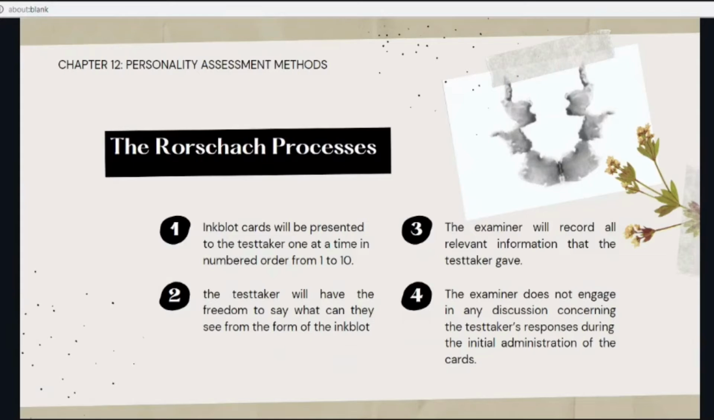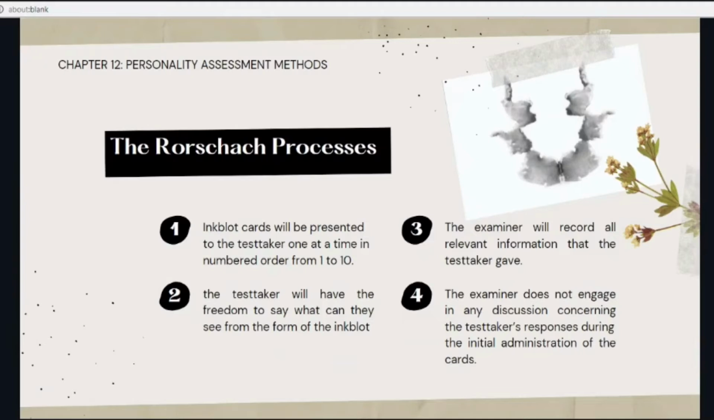So, what position was the ink blot? Giunsa siya pag-ingon sa test taker? What is the tone of the voice of the test taker when they interpreted the ink blot? What kind of emotion did the test taker give while interpreting the ink blot, and so on and so forth. So all the relevant information will be listed.